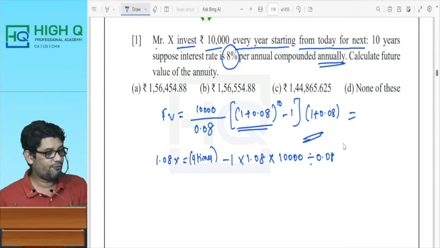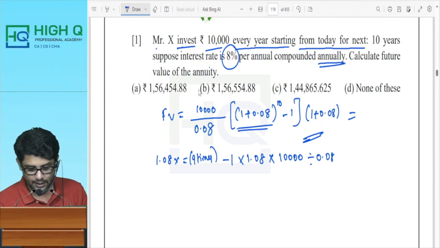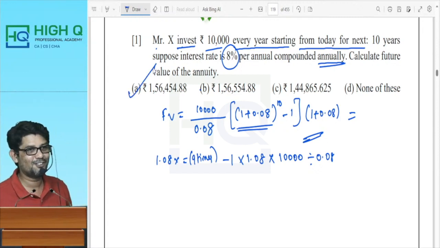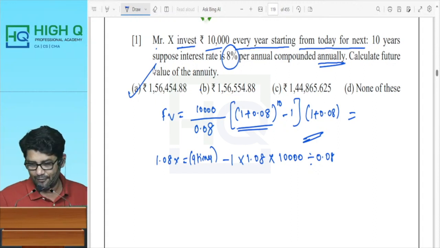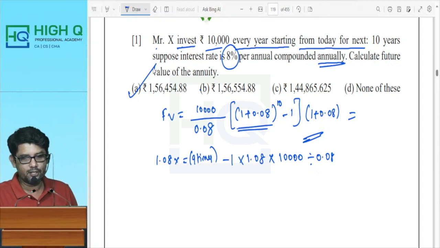I get 156454. Am I right, my dear? I'm getting option A. What is the difference? Okay. Wow. A and B, very small difference. Look at that. It is 454, it is 554. So you have to be very careful. Am I right, my dear? 156454.88. Is it right?